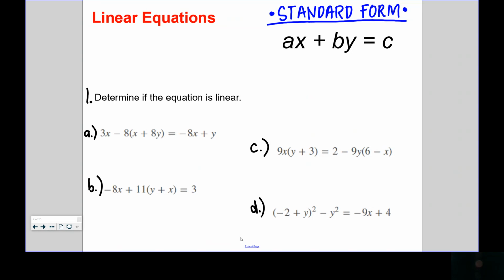Linear equations are equations that, when you graph them, look like a line. This is called standard form. I'm not a huge fan of standard form. I prefer slope-intercept form. But a lot of the problems you're going to be given in the homework will start out in standard form, so I wanted to show you what it looks like. Standard form is where you have your variables on one side. A, B, and C here are just constants, just numbers, and x and y are your variables.